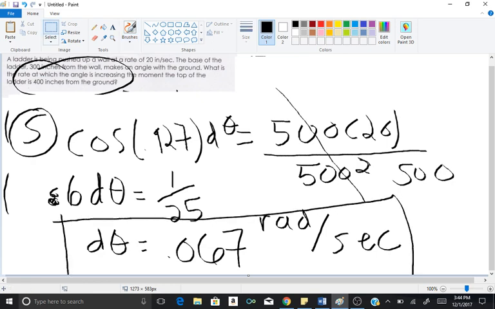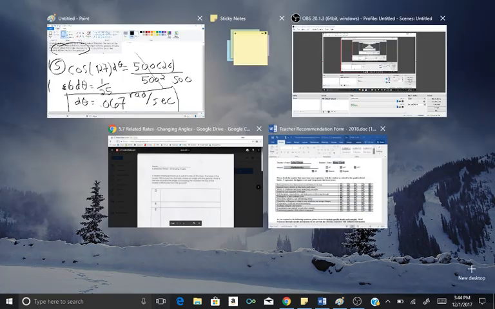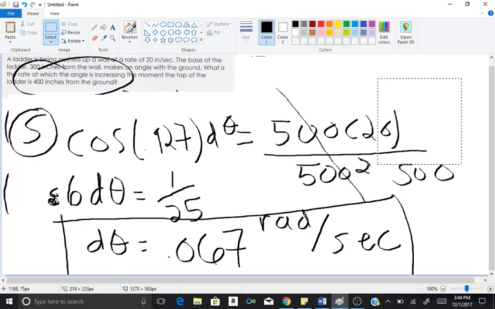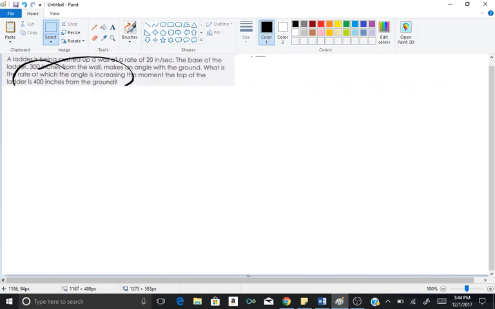Cool. Easy. But what if we can't use a calculator? What do we do if we can't use a calculator?